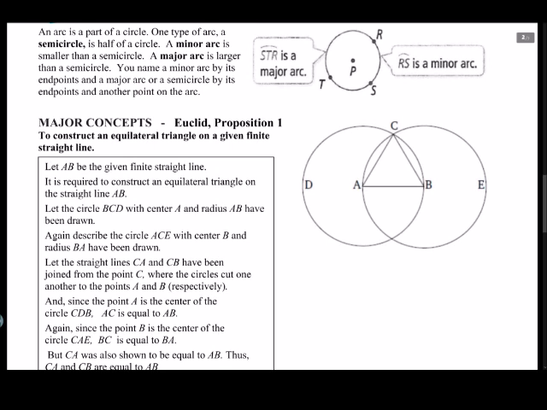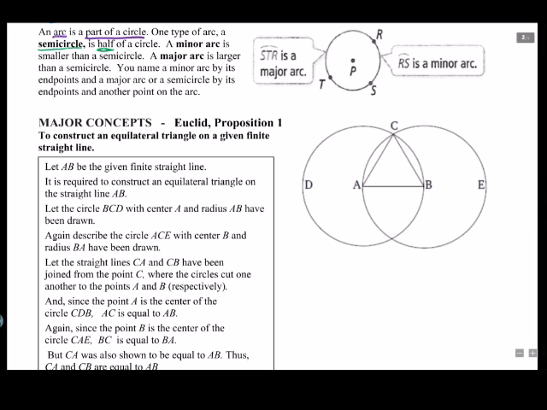Some more parts of a circle that we will use as we go in our lessons here. An arc is part of a circle. Just like a segment is part of a line, an arc is part of a circle. One type of arc that you probably know is a semicircle, which is half of a circle. We have two other types of arcs.